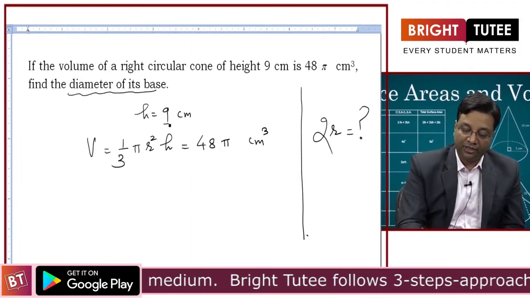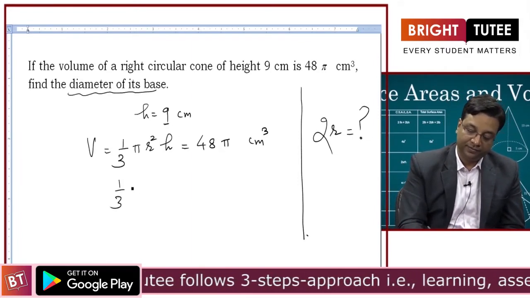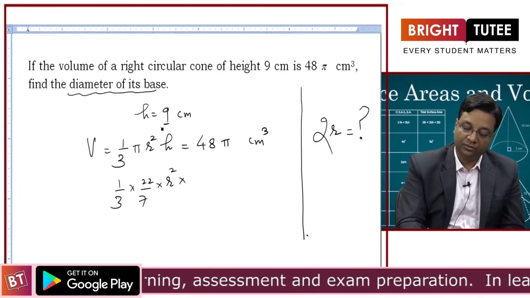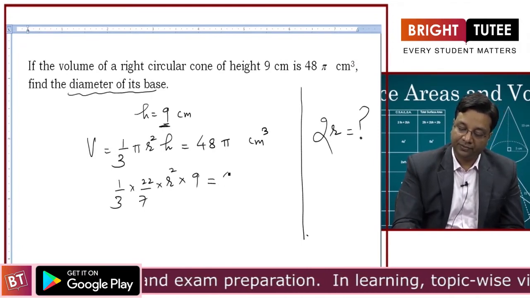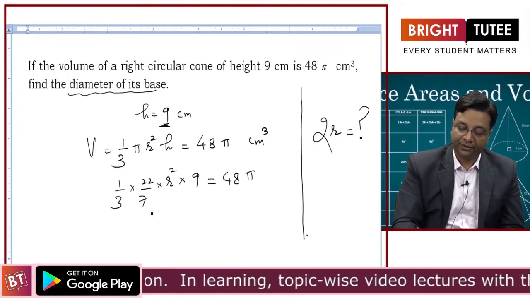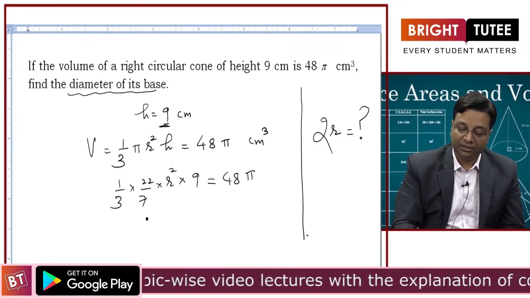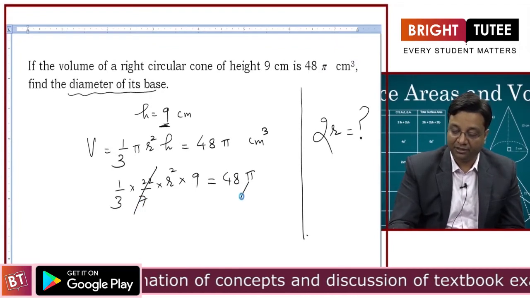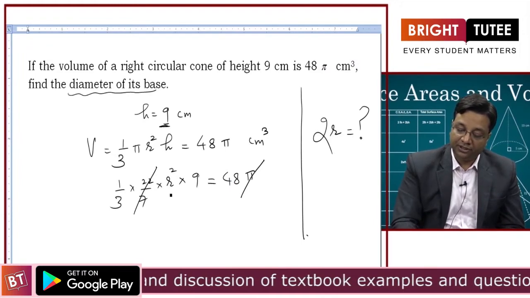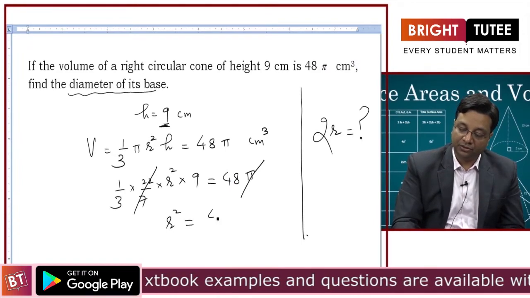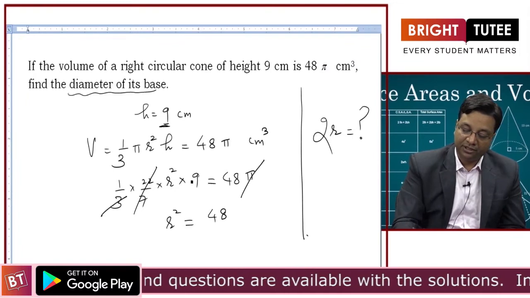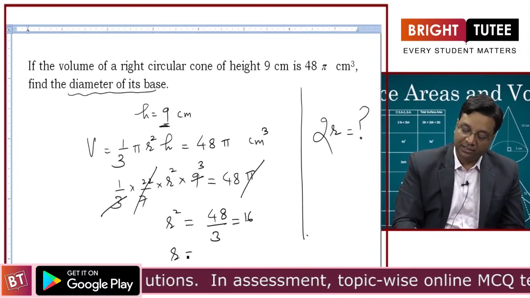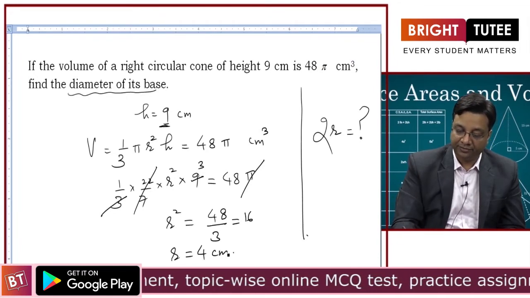Okay. So, let us put value of h here, 1 by 3, 22 by 7 r square into height, which is 9, equals 48 pi. Okay. Even we do not have to write the 22 by 7 as its value because pi will anyway be cancelled, right? So, r square is equal to 48 by 3, that is 16, r is equal to 4 centimeter.